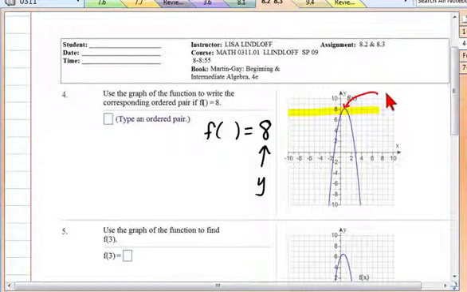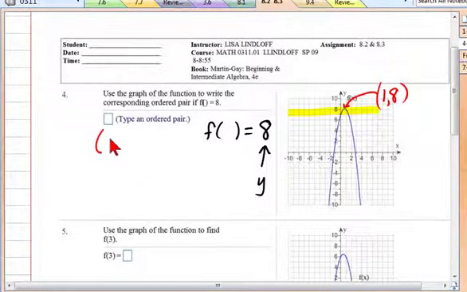What would that be if you said the x is 1? It would be 1 comma 8. To me, it kind of looks like 3/4 comma 8, but it's not. We'll just say it's 1 comma 8. So the answer to your question is type an ordered pair. It doesn't want just the x. It wants ordered pair 1 comma 8 with the parentheses.